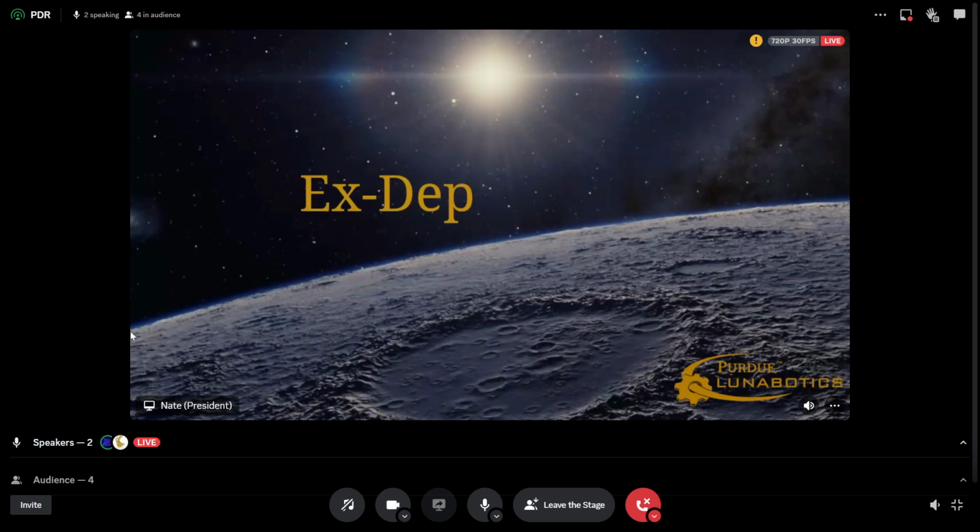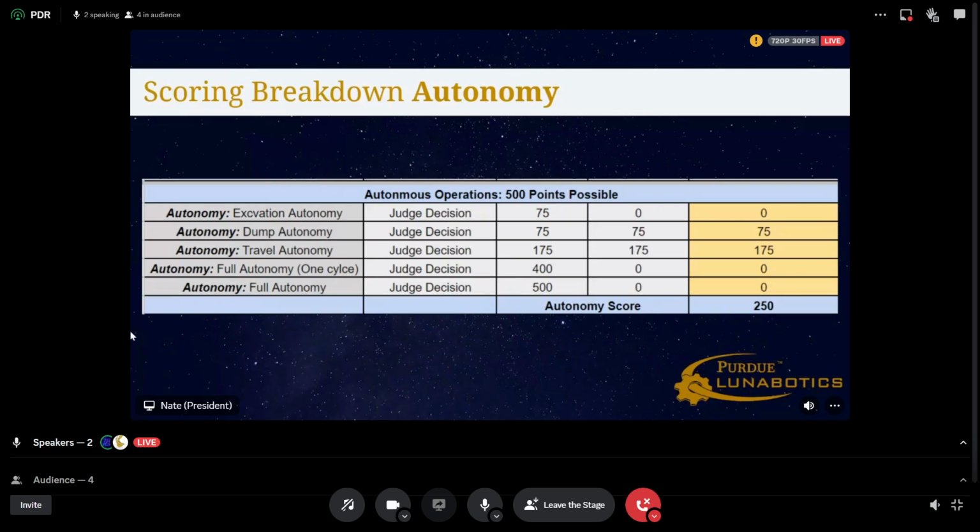All right, does anyone have any questions about the scoring or anything regarding that? Otherwise, we'll move into XStep. Yeah? Were the autonomy points additive? Like, if you get 1 cycle, you also get driving? So, if you get the full autonomy cycle, you cannot score for excavation, dump, or traversal. So, the max is 500 points. Yeah, so you don't score for the previous if you can get the next one up.